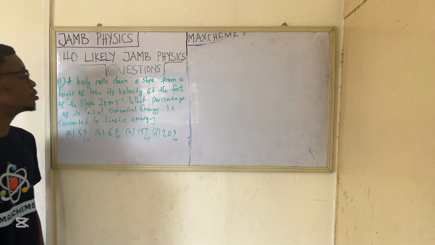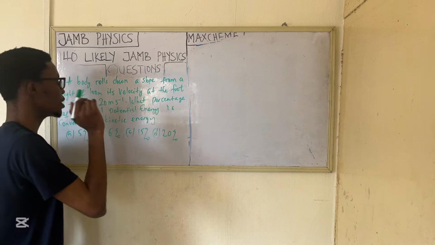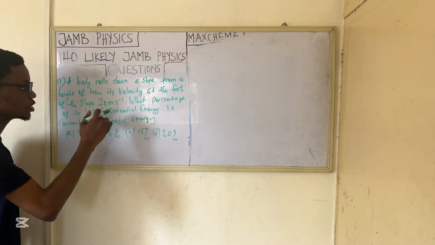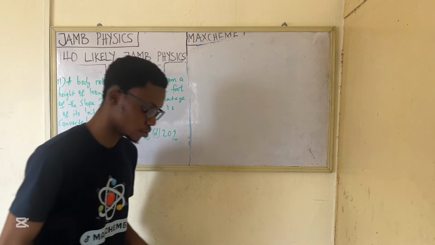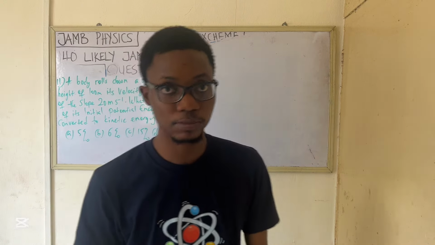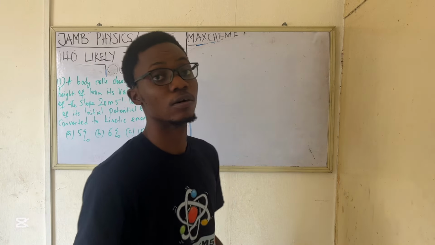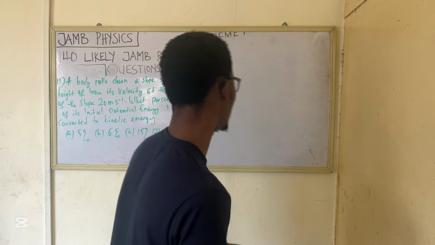Question 11. A body rolls down a slope from a height of 100 meter. Its velocity at the foot of the slope is 20 meter per second. What percentage of its initial potential energy is converted to kinetic energy? So this one, potential energy is being converted to kinetic energy, so we have to find the percentage of the potential energy that was converted to kinetic energy.